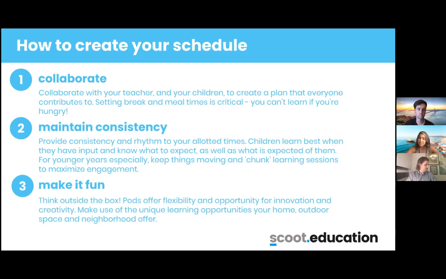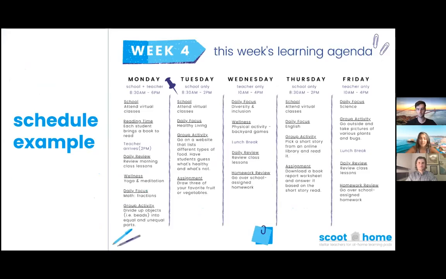So utilize the space, your outdoor space, your neighborhood. Just think about how you're going to create a schedule using these new opportunities. And then here we have an example of a schedule. This is just to give you some inspiration. As you can see, there are some themes. It looks like Monday and Tuesday, they've got school at the same time. And then Wednesdays they've got a focus on wellness. And then Friday has a group activity. So there is a theme and a routine here that you can follow and give them that structure that they want.